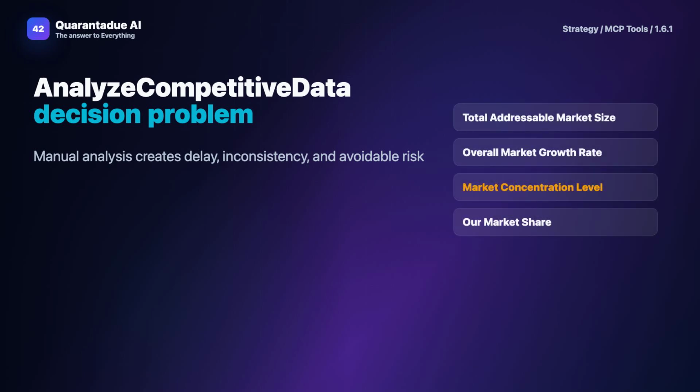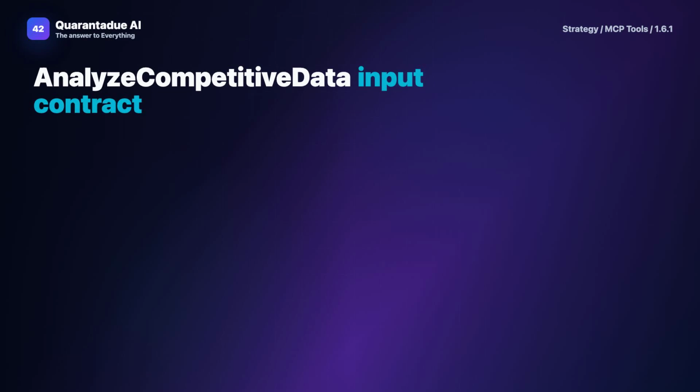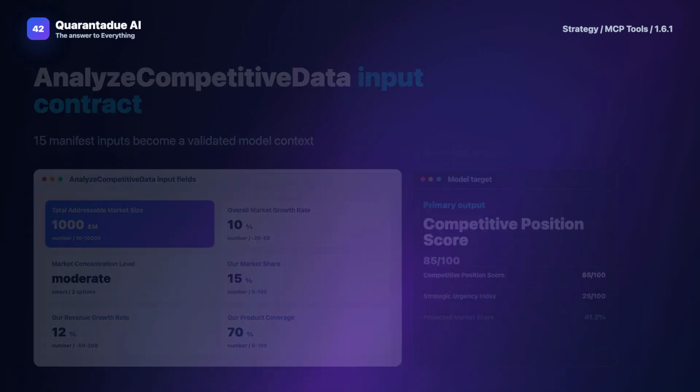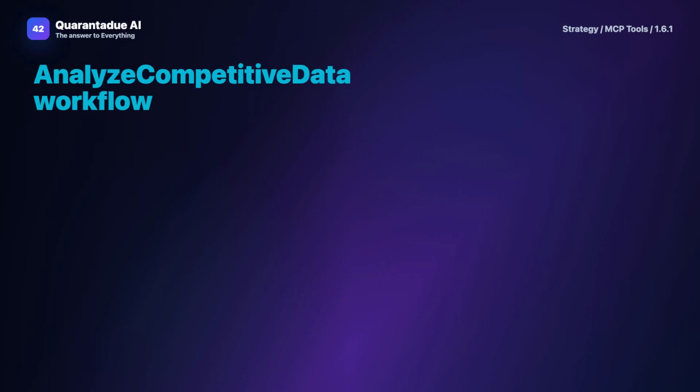time. Analyze competitive data starts with a defined input contract. Typical inputs include total addressable market size, overall market growth rate, market concentration level, our market share, and our revenue growth rate. Keeping these fields explicit reduces ambiguity and makes every run easier to audit.